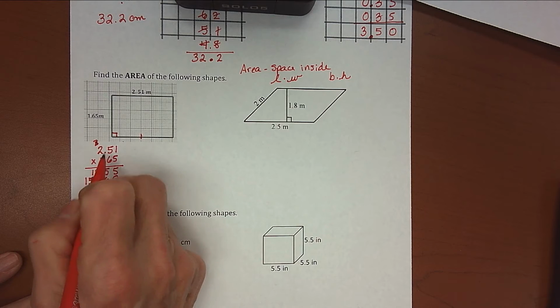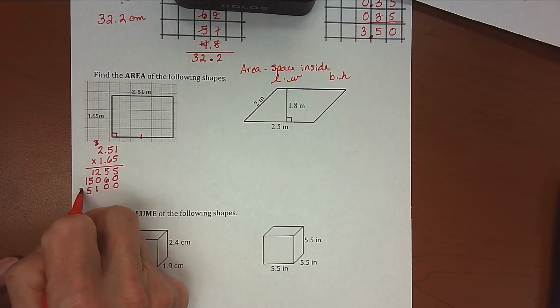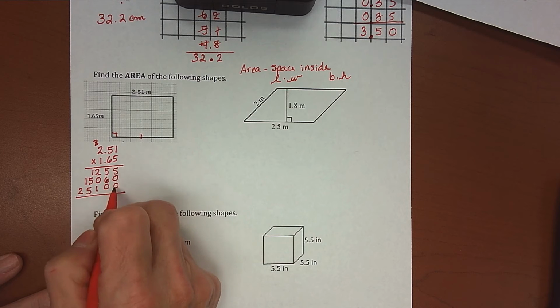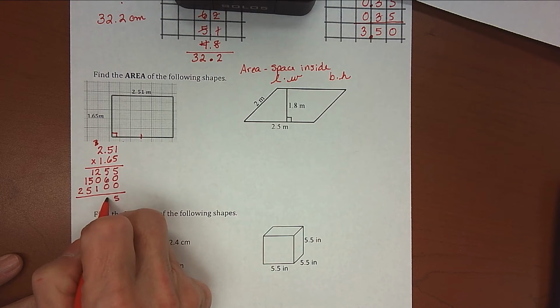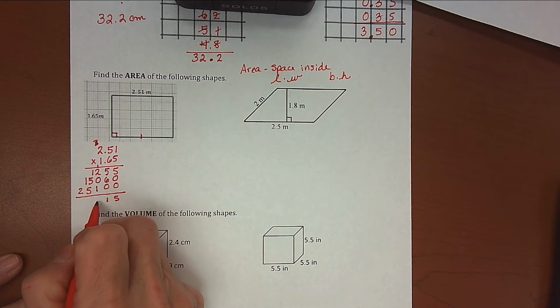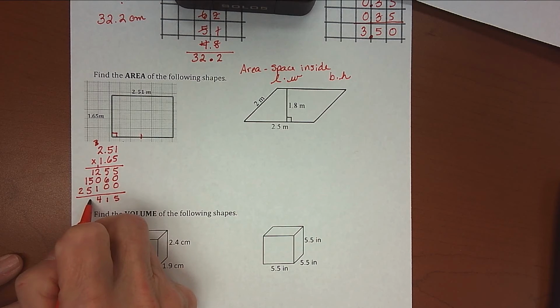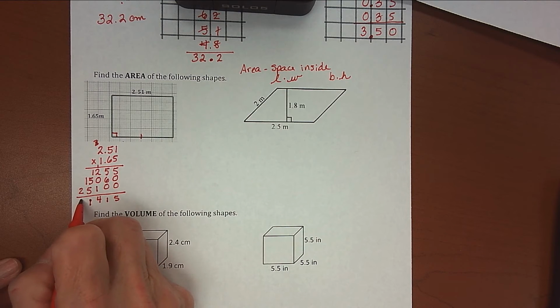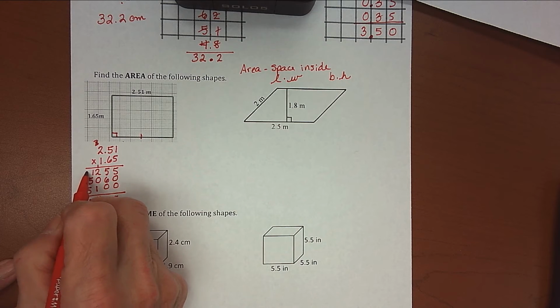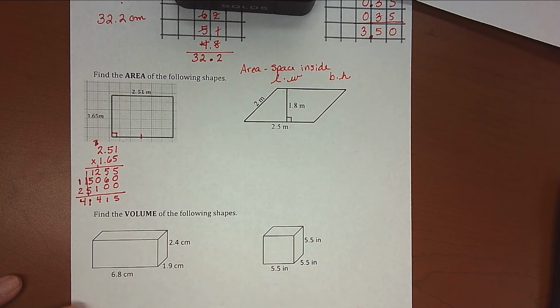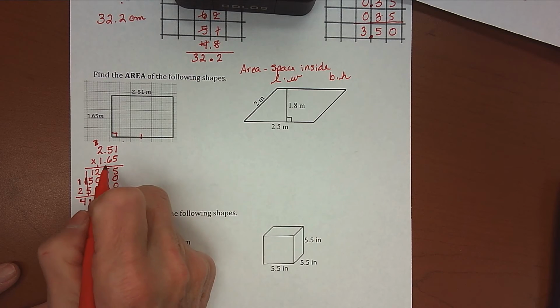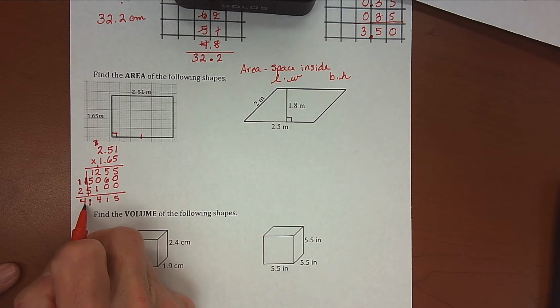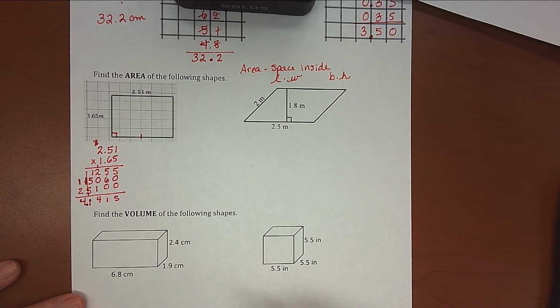1 times 1 is 1. 1 times 5 is 5. 1 times 2 is 2. Add everything up. I didn't line my digits up real well here. This 1 actually should be over here, so we're not confused there. Okay, and so now I've got 1, 2, 3, 4 digits behind the decimal in the answer because there were 4 digits behind the decimal in the problem.